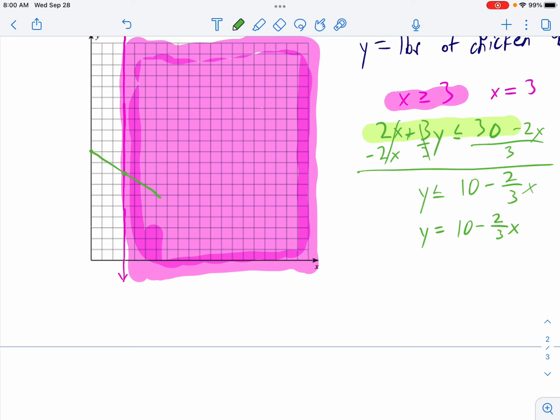Oh, this is tough. There we go. Drawing's the hardest part for me.